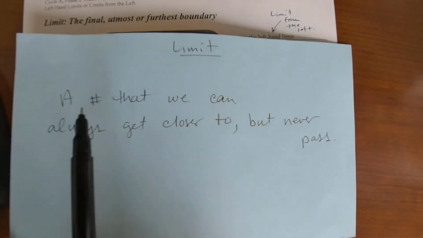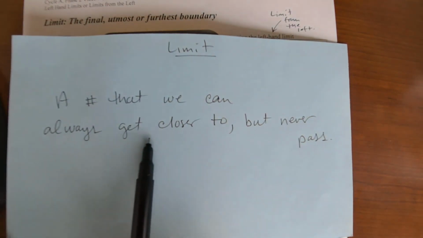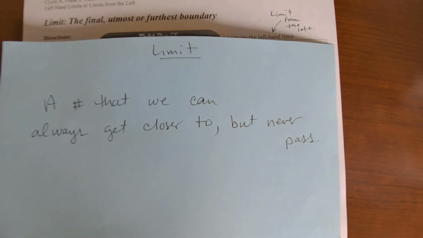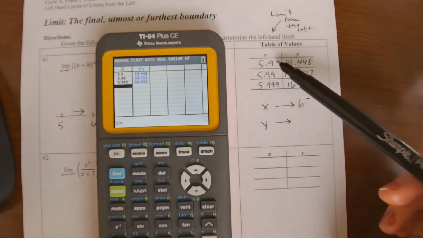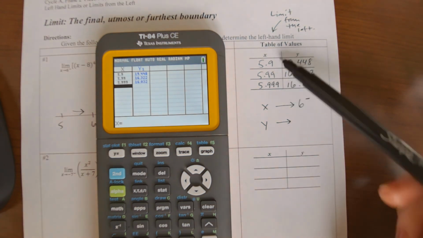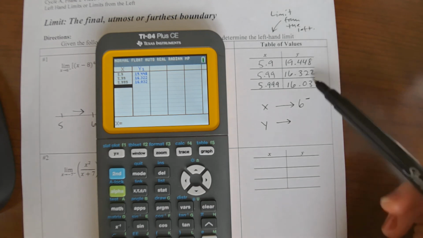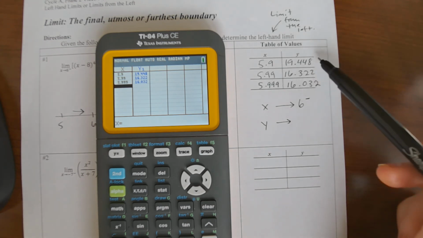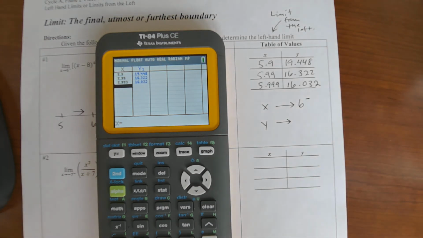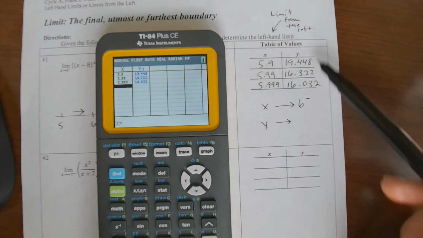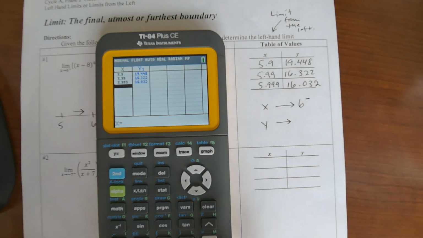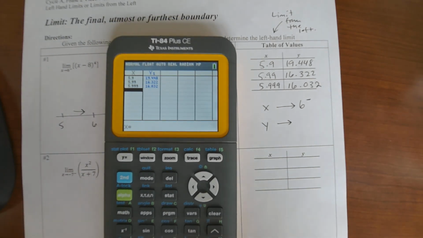Now when we're asking ourselves what y is approaching, we want to keep this idea in mind. We're looking for a number that we can always get closer to but never pass. So as the input values are approaching 6 from the left, is there a number that the output values are getting closer and closer to but not passing? And if you can't tell from just 3 values, then keep going. Keep adding more nines.